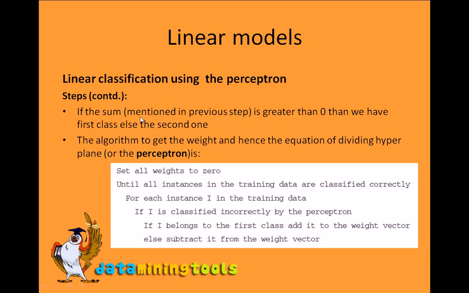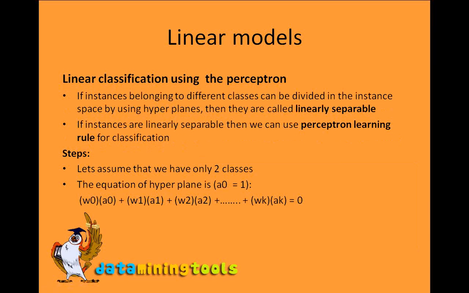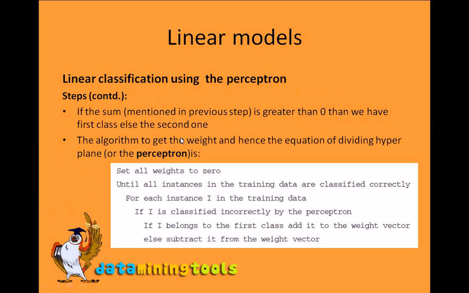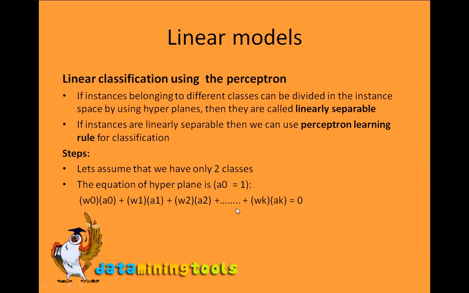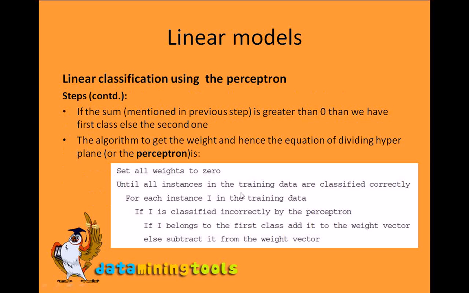If the sum mentioned in the previous step is greater than 0, and when we talk of the sum, we are talking about the left-hand side of this equation, then we have the first class, otherwise the second class. So this is how we do the classification. Of course, to do the classification, we need to have the values of weights w0 till wk. How do we calculate those weights?